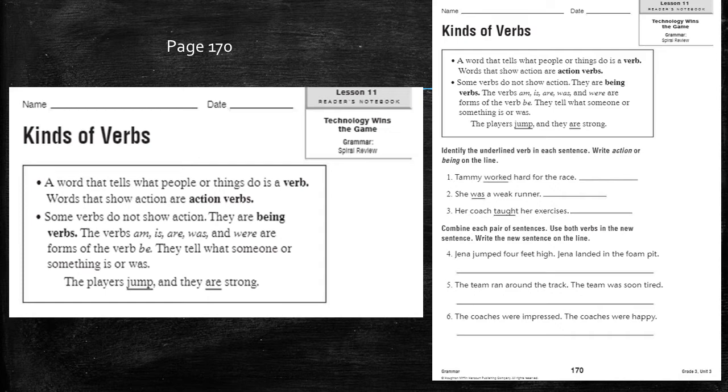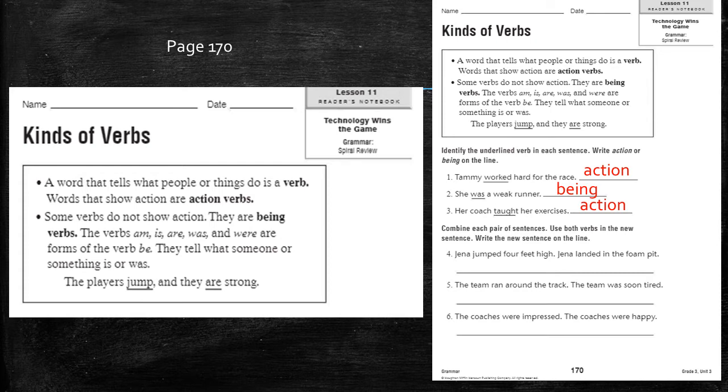Tammy worked hard for the race. Worked hard. So that's a past tense of the verb work. This is an action, working, right? So I'm going to write action. This is an action verb, so I'm going to write action. Let's read the second sentence. She was a weak runner. Here you can see that the word was is not an action verb, so it's a being verb, right? Try the next one. Let's see if you can get it right. That's correct. Her coach taught her exercises. Taught is the past tense of the word teach. So this is your action word again. It's an action.